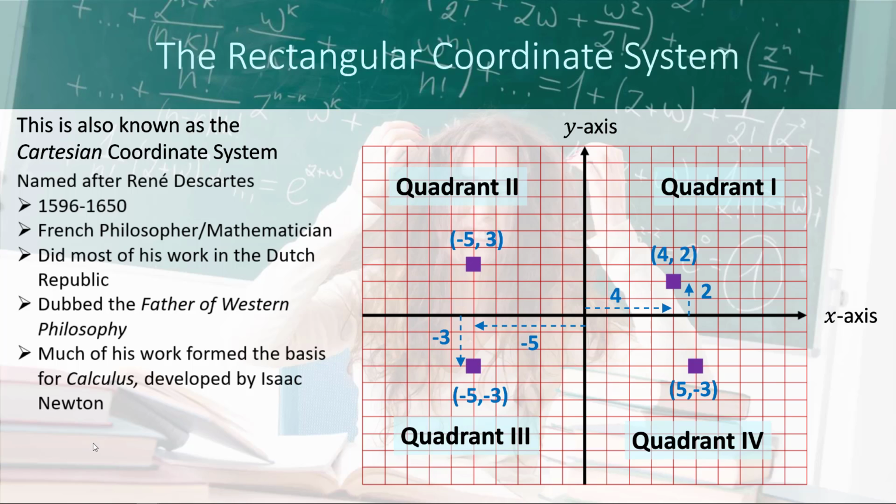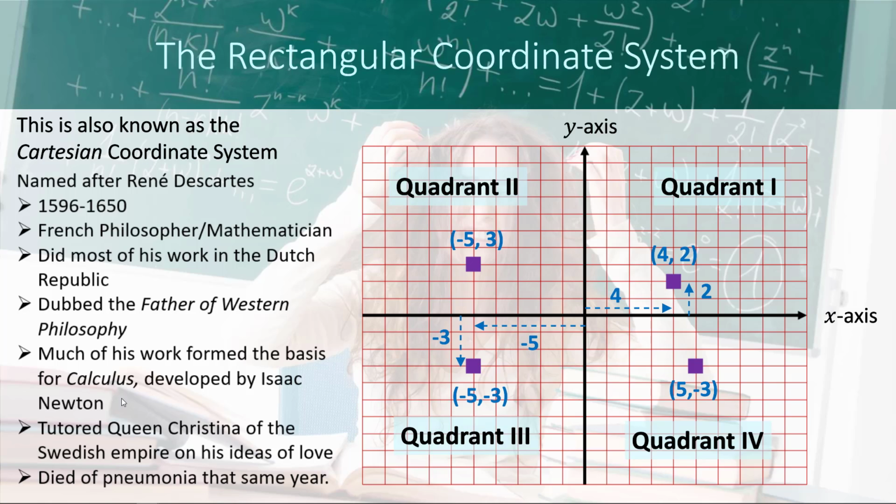However, much of his work in mathematics formed the basis for the work of Isaac Newton, particularly in the area of calculus. Unfortunately, he made the dreadful mistake of going to Stockholm, Sweden in 1650 to tutor the warrior queen, actually at the time, the warrior princess Christina, on his ideas of love. And that didn't work out so well. One, they hated each other. Christina could not stand him. And two, he was living in a cold, drafty castle, and yeah, he died of pneumonia.